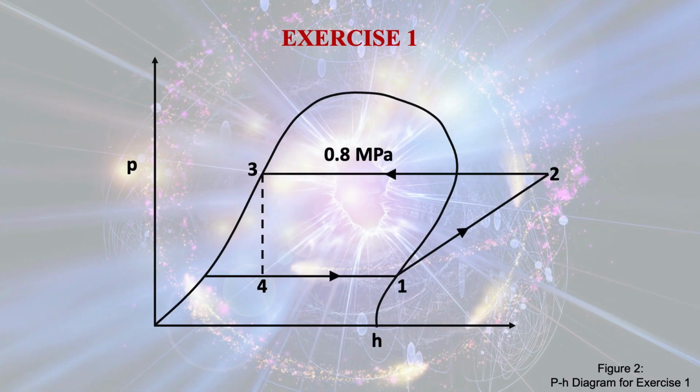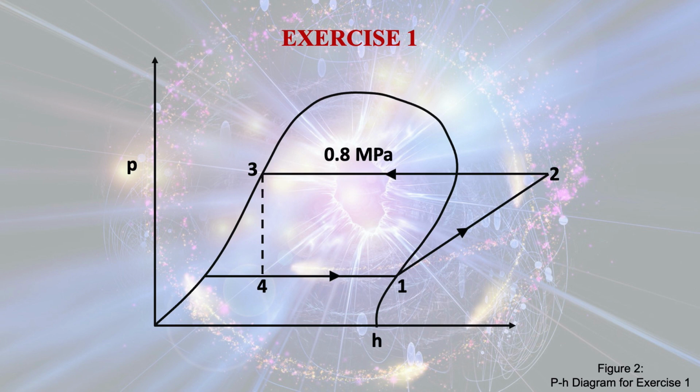Now this is the cycle diagram, that is the pH diagram for exercise 1. Here you see that point 1 is at the saturated vapor line, and the process 1 to 2 is the compression process, which is going on in the compressor. Then the 2 to 3 process is going on through the condenser, and the throttling process is going on from point 3 to point 4. And you all know very well that during the throttling process the enthalpy remains the same. So it is a constant enthalpy process.